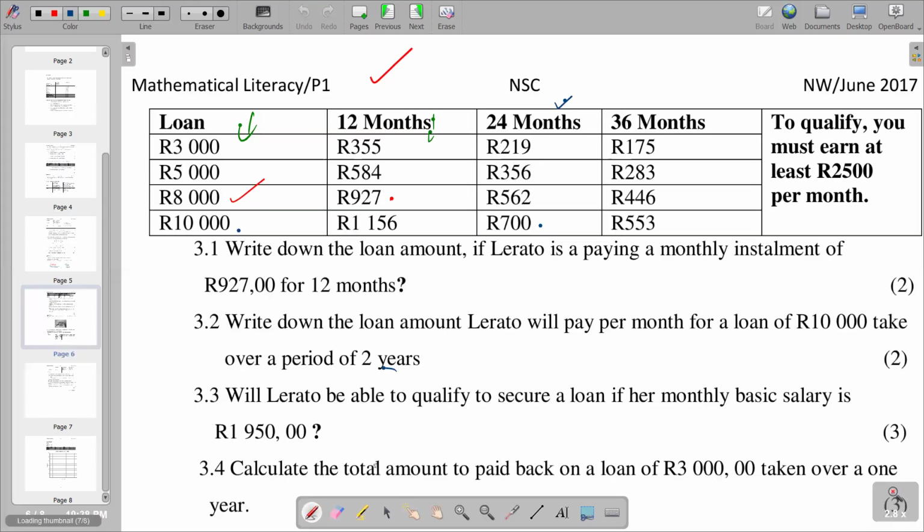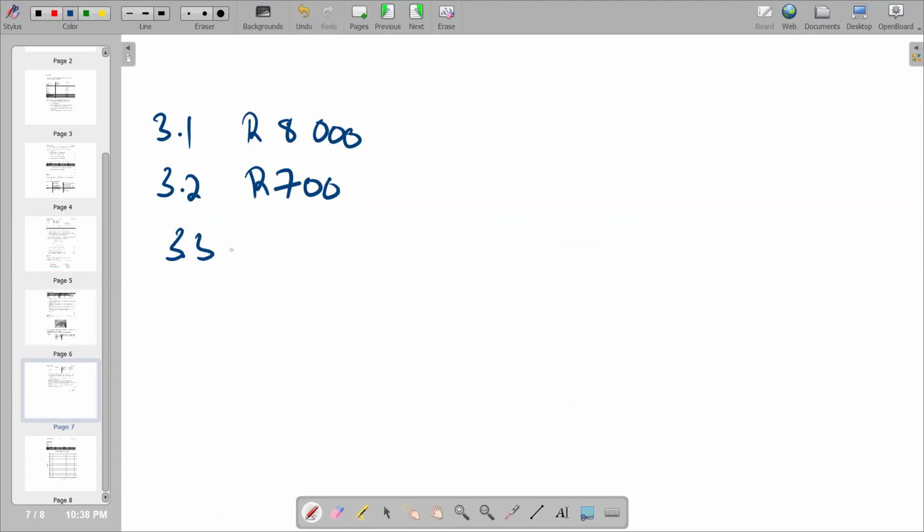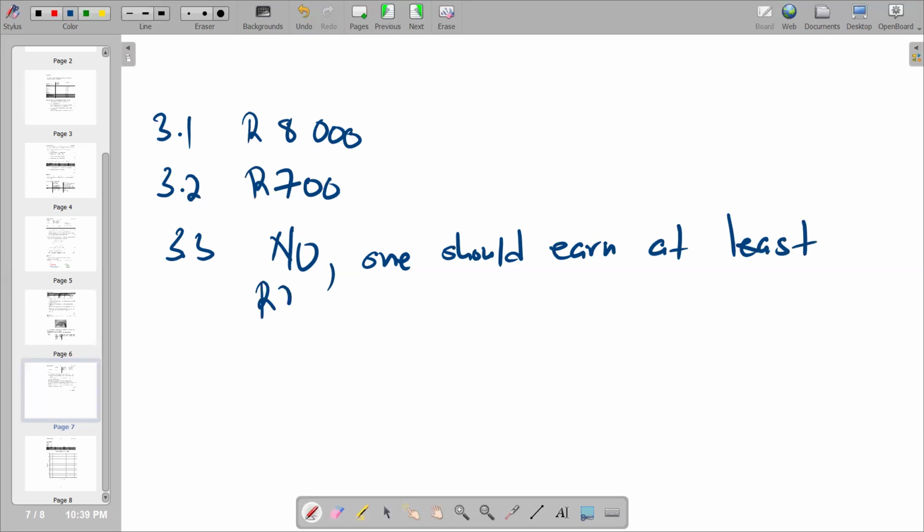So moving on to the third question that we have, will we be able to qualify to secure a loan if your monthly basic salary is 1,950 rands. But if you come here, you would see that we are being told that to qualify, you must earn at least 2,500 rands per month. But this one is 1,950, which means it's not possible to qualify. So basically, our answer is no. So we can just indicate 3.3, whereby we are saying no. And why we are saying no is that one should earn at least 2,500 rands to qualify. So basically that's what we have as our response.